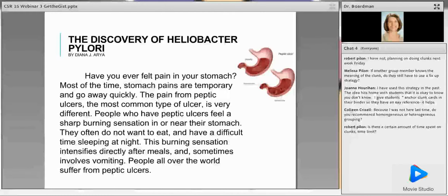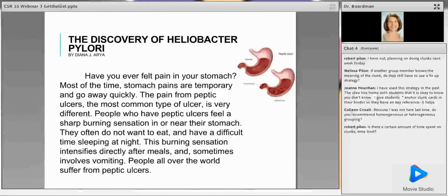People who have peptic ulcers feel a sharp burning sensation in or near their stomach. They often do not want to eat and have a difficult time sleeping at night. This burning sensation intensifies directly after meals and sometimes involves vomiting. People all over the world suffer from peptic ulcers.